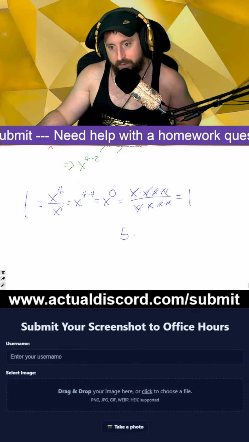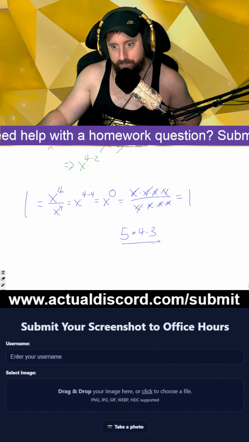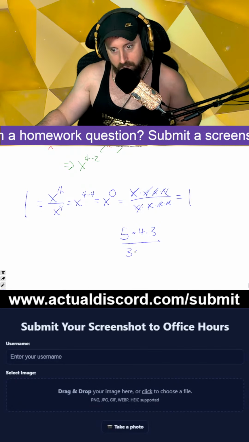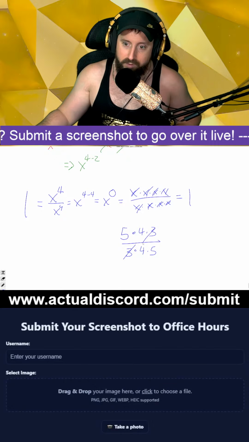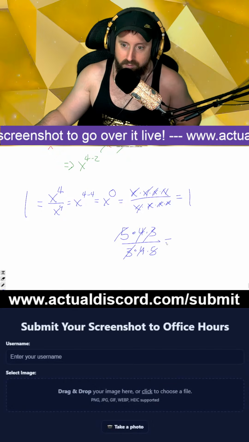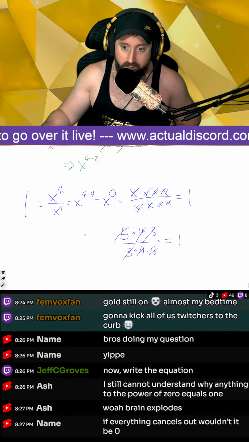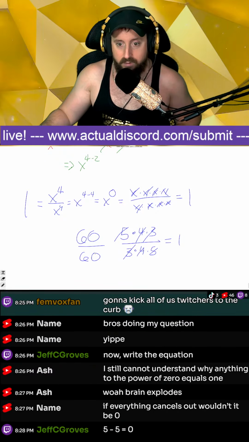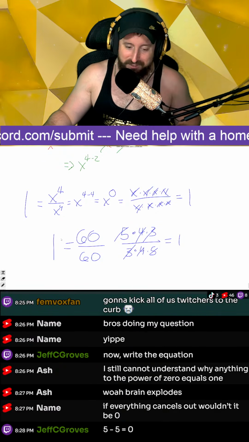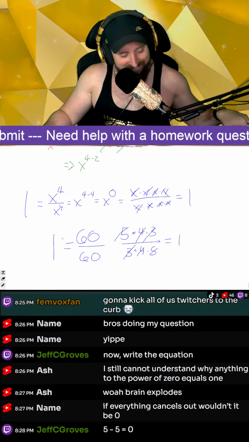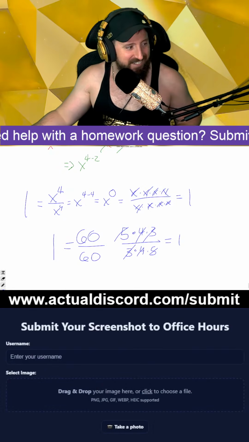If I had, I don't know, like 5 times 4 times 3 over 3 times 4 times 5, you could cancel this with this, this with this, this with this. You would get 1. You could also multiply it out. That would be 60 over 60, which is also equal to 1. 5 minus 5 equals 0. Don't do that, Jeff. No. Oh no. Oh no, dude.